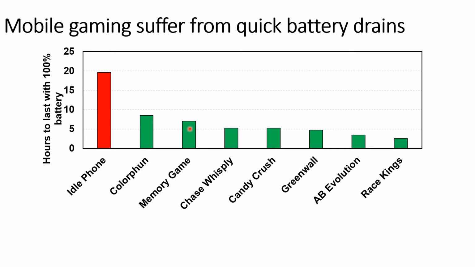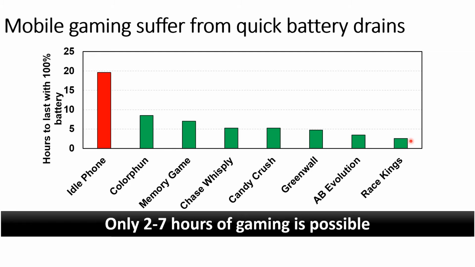And as the complexity of gaming increases, we observe that the battery lasts for less and less time, and with the most complex game, Race Kings, the battery lasts only about 2 hours with a 100% charged battery. This shows that even with a very good battery charge, we can only play anywhere from 2 to 7 hours of gaming on a smartphone today.